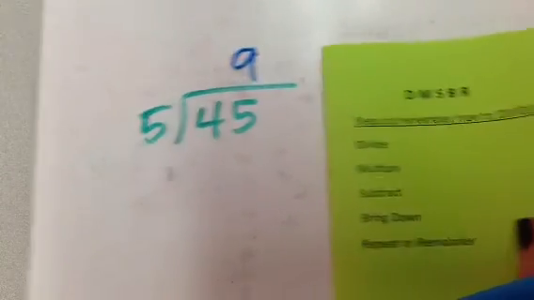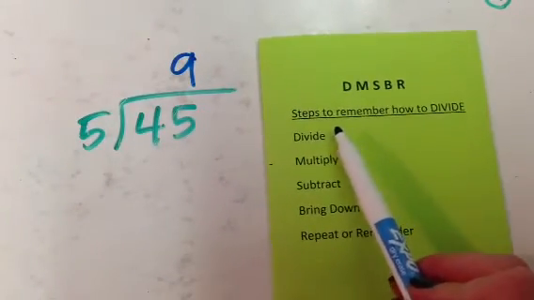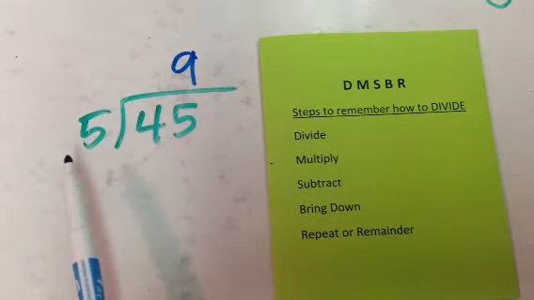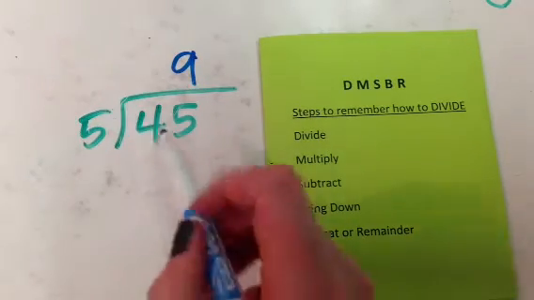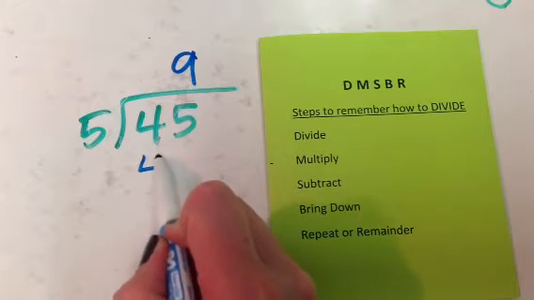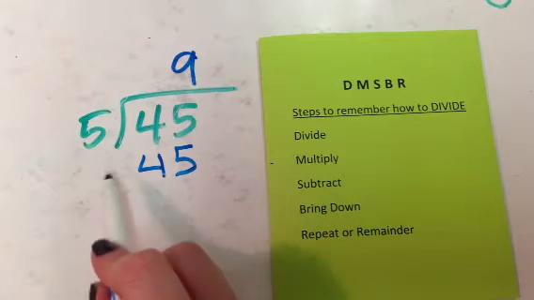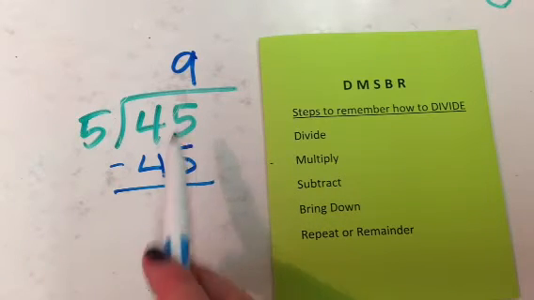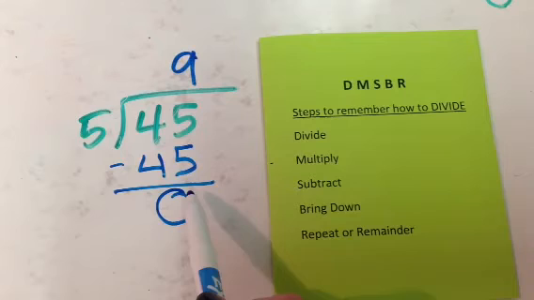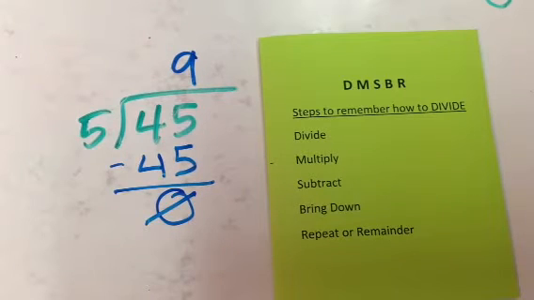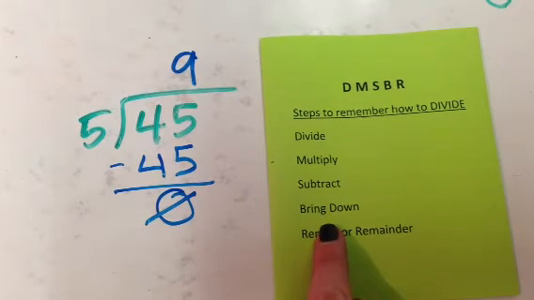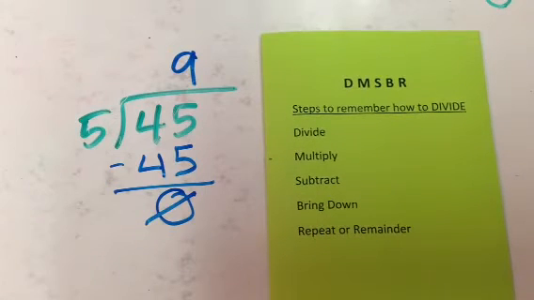If we refer back to our little thing though, okay, so I divided. Well, now I multiply. So I take 5 and I times it by 9, and then I write that answer underneath. It equals 45. Now I subtract. I do my third step. 45 minus 45 is 0. And then I'm supposed to bring down. I don't have anything to bring down, and so I repeat. Actually, at this point, I'm done. Let's look at a more complex problem.